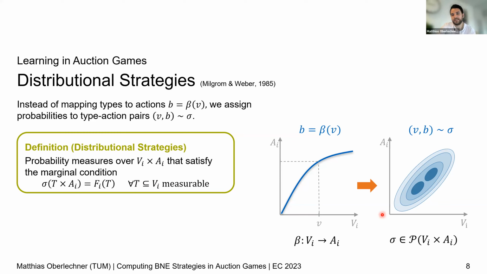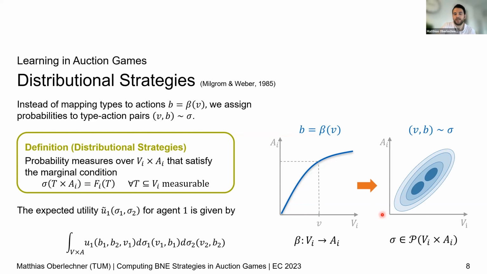Right. And if we have such distributional strategies, we can again compute the expected utility and can use the same definition of the Bayes-Nash equilibrium as we've seen before. Okay, but now we simply move the problem of finding some equilibrium function to some equilibrium probability measure, but we are still in some infinite dimensional space. So we have to discretize our problem somehow in order to apply numerical methods to that.